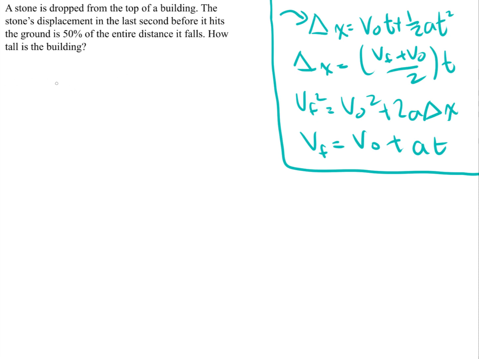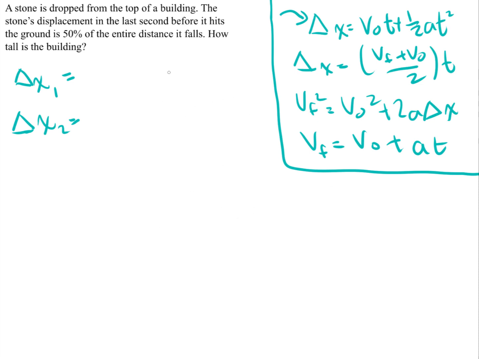I'm going to break up this stone's trip from the top of the building into two segments. Let the first one be displacement 1, or delta x1, and the second one be delta x2, the second displacement. The first refers to the displacement before the last second. And delta x2 is going to be the last second, where it falls 50% of the entire distance. So we can use this to help write some kinematic equations.